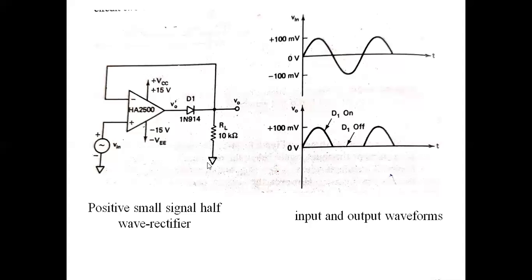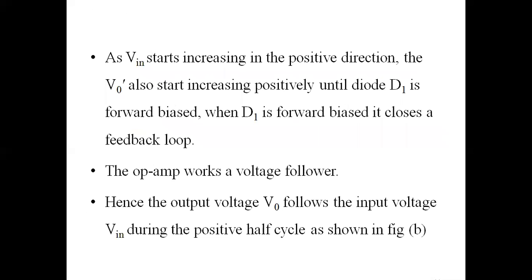Now this is the corresponding diagram for the positive small signal half wave rectifier. Consider an op-amp with the reference voltage taken as 0, and an input voltage applied to the non-inverting terminal, and a diode connected to the op-amp. Now let us start analyzing this circuit.